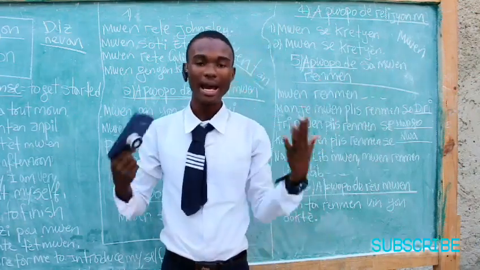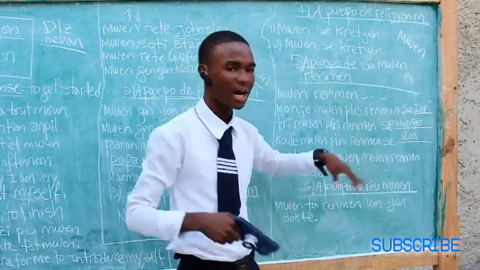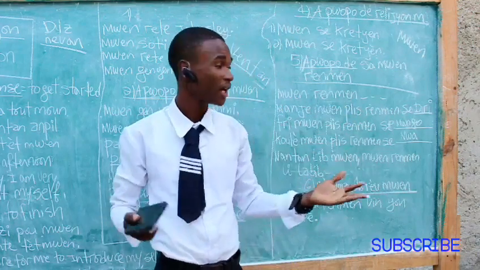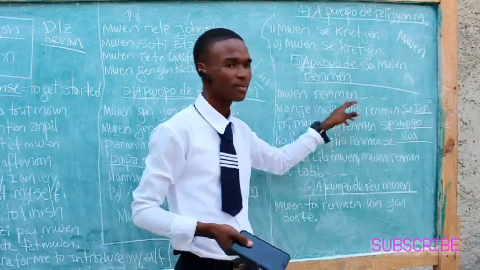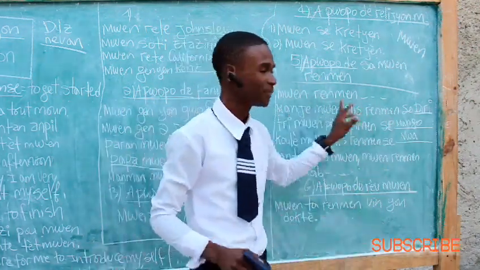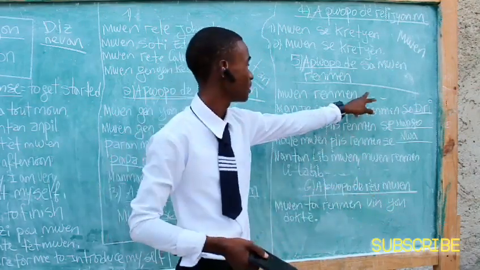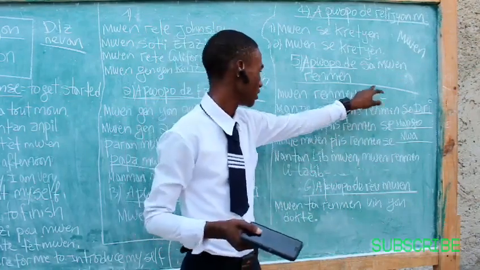Like about what I like, about my hobby, okay? Moi remé, like I like. Moi remé, I like. I don't know what you want to add to it, but it depends on you, okay? Moi remé, jouer, like I like playing. Moi remé, manger, I like eating. So whatever it is that you like to do, you just mention it here. That's up to you to add what you want to add here, okay?